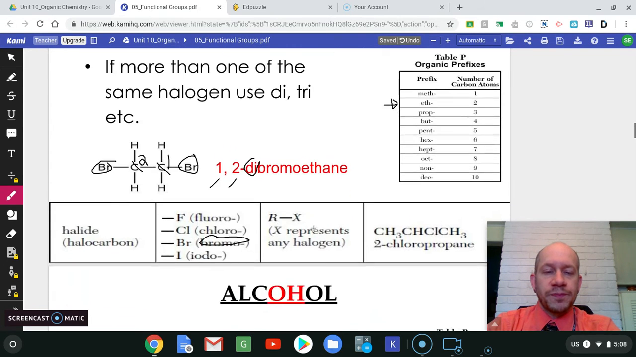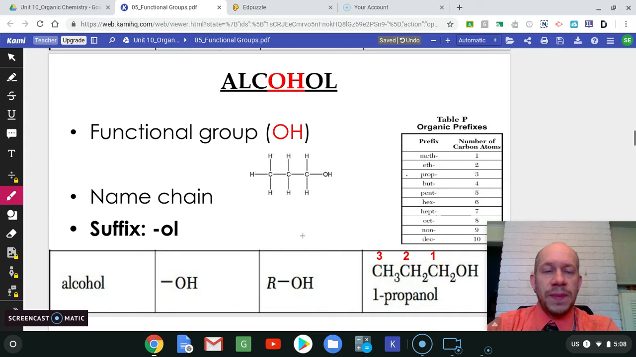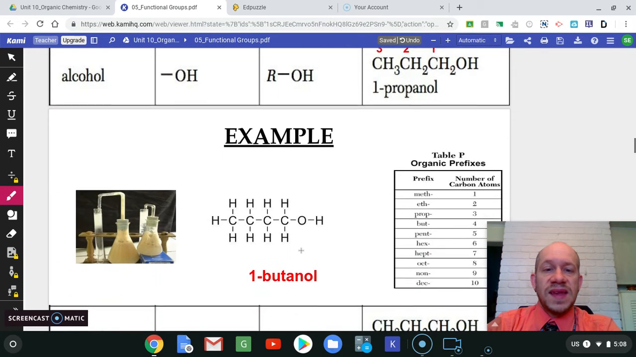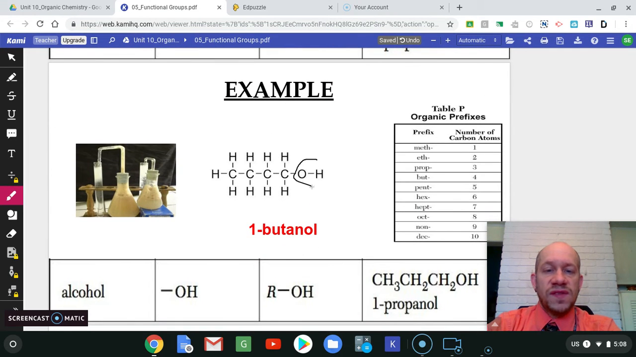The next class of organic compounds is alcohols. Their functional group is an OH group added anywhere on the molecule. I first name the full chain and then I add the suffix -ol. So here is my OH functional group. It's on the first carbon of my 3-carbon chain. So this is 1-propanol. A second example, here is my OH functional group. It's on the first carbon of my 4-carbon chain, so it's 1-butanol.